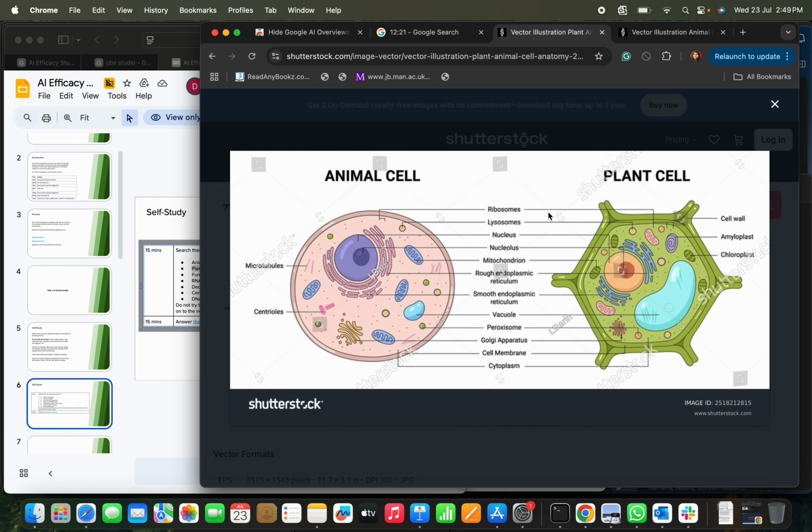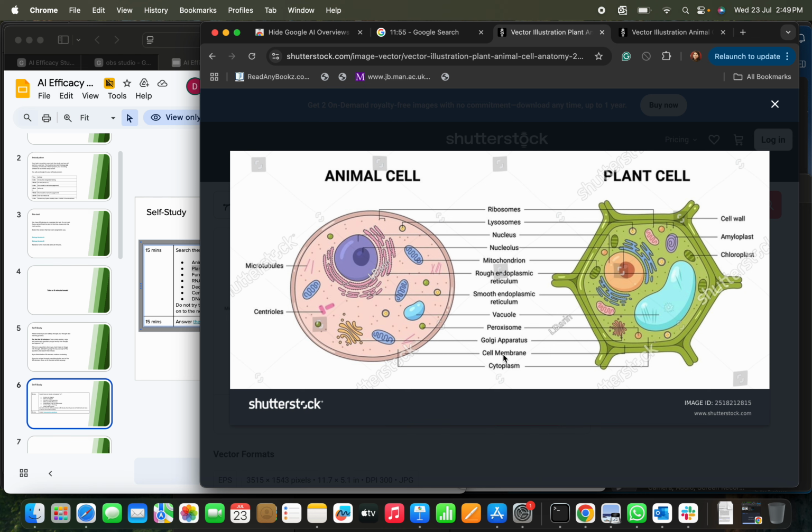So there are some things which are not there, and there's a cell wall, a leucoplast and chloroplast. This is a vacuole. This is nucleolus, nucleus. This is rough endoplasmic reticulum, smooth. Vacuole is smaller here, larger here.